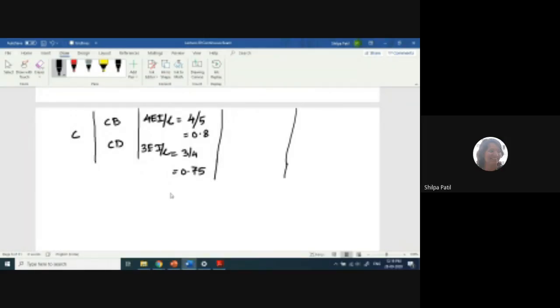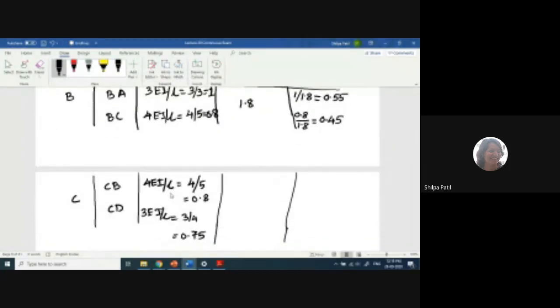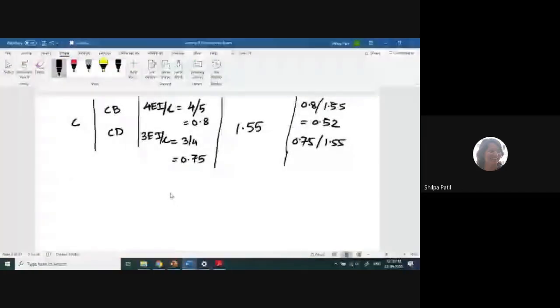Now find out joint stiffness factor, that is summation K. What is the summation? 1.55, that is 0.8 plus 0.75. And find out now the distribution factor. So it is K upon summation K. So it is 0.8 upon 1.55, this is 0.52. And 0.75 by 1.55, so 0.48. Okay, so here we got the distribution factors now for our beam.